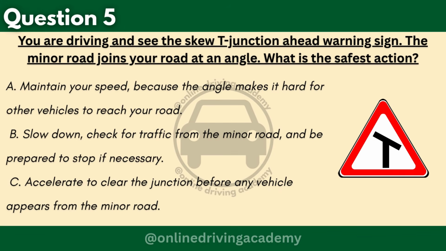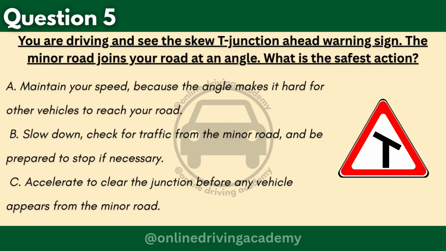Question 5. You are driving and see the Skew T-junction ahead warning sign. The minor road joins your road at an angle. What is the safest action? Now can you see in this sign how the road is going to join your road at an angle, right? It's not going to be perpendicular. And again, the same rules are going to apply.